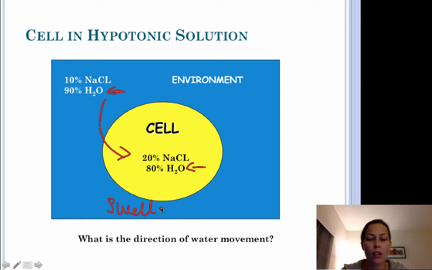And when the cell swells, it's possible that it might undergo something called cytolysis. Cyto means cell and lysis means to break, so that literally means cell breaking. So if enough water goes into the cell and the cell swells and it's not able to regulate how much water is moving into the cell, it's possible that the cell will burst.